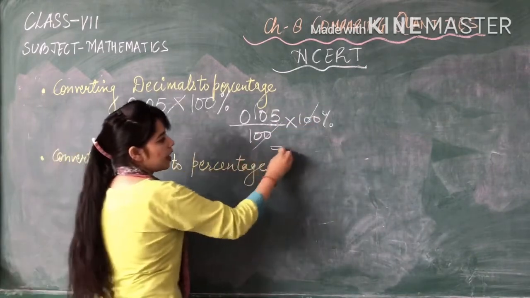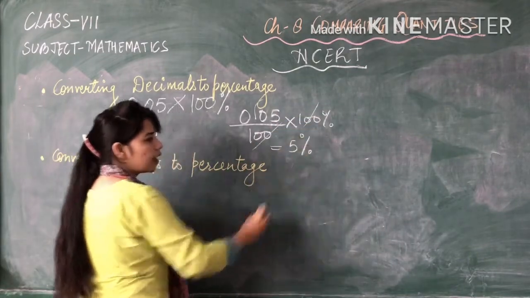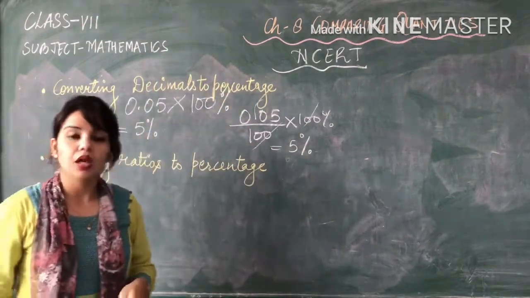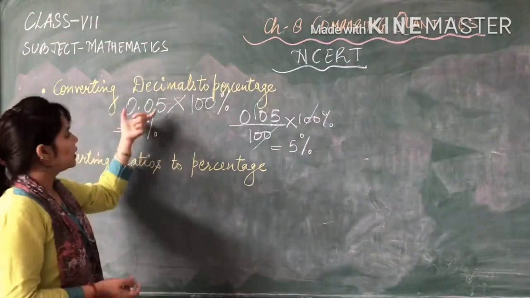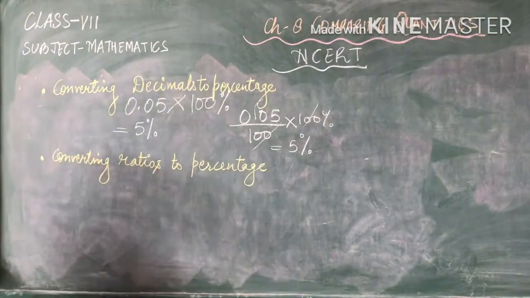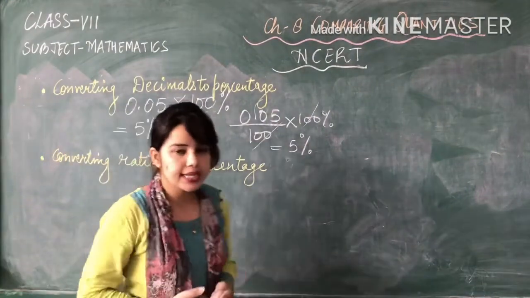100 cancel and there is 5%. Now to convert the percentage into decimal, you will divide that number by 100%. Now converting the ratios to percentage, let's take an example.